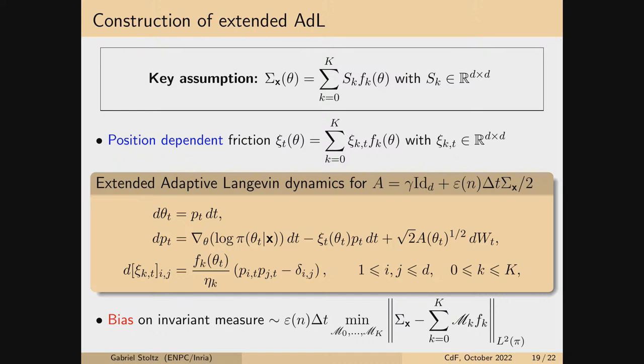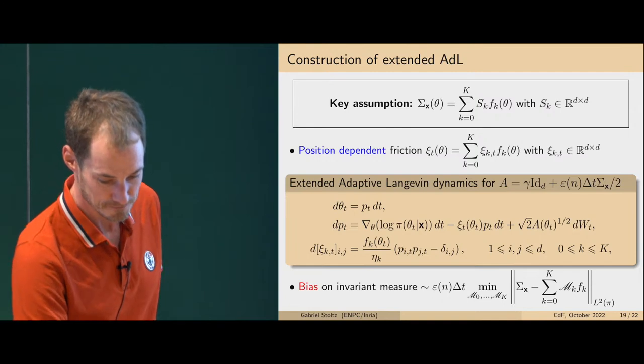Of course, the question I get every time, and it's a legitimate question, is what's the basis of functions to choose here, on the dimensionality and so on. We are going to get to that point, maybe, or otherwise you can ask the question later. But for the moment, let's just take it for granted that I can expand my covariance matrix onto that basis of functions f_k with some unknown matrix parameters S_k to be determined somehow.